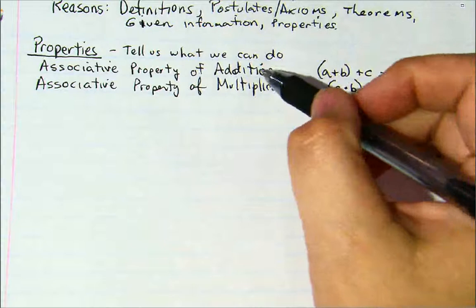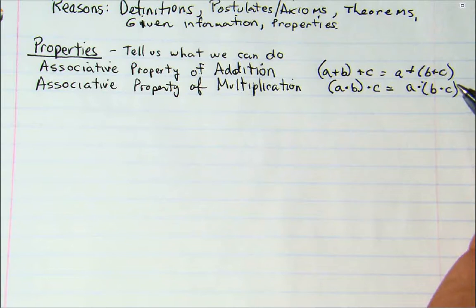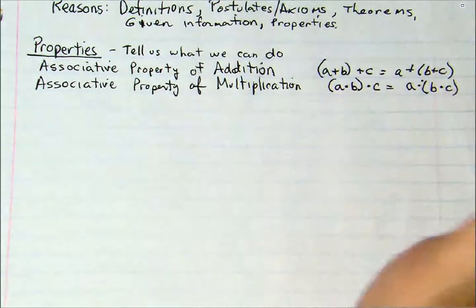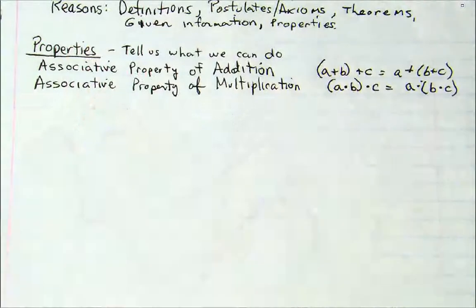Now, notice that there's only properties for addition and multiplication. It's because there is no such thing as subtraction. And technically, there is no such thing as division. However, practically, there is subtraction, and practically, there is division. So, it's a gray area. There is subtraction and division, but there are no properties for them.